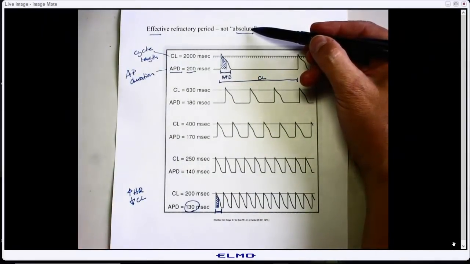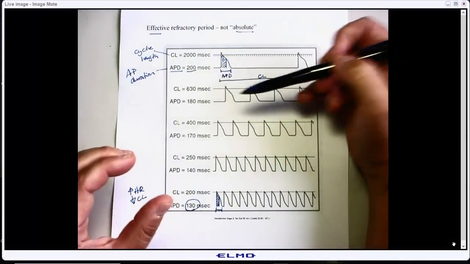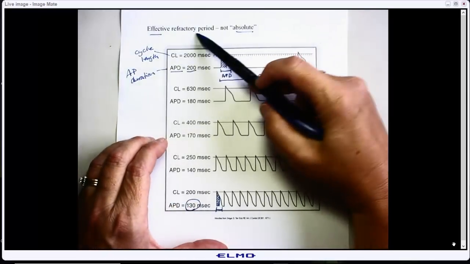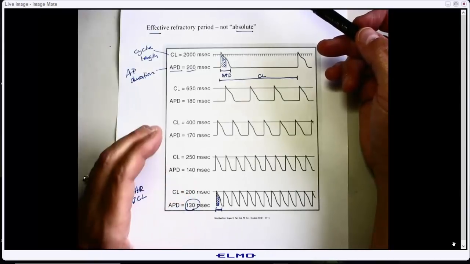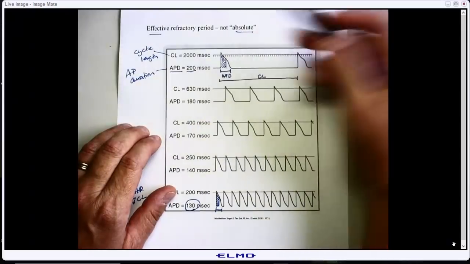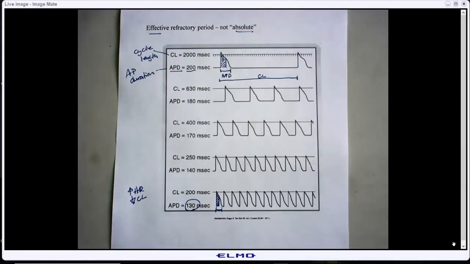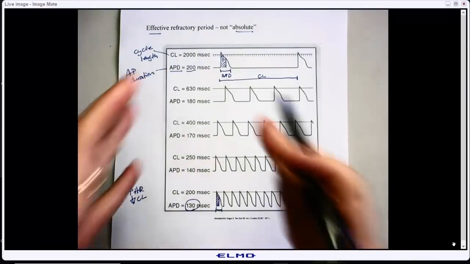In skeletal muscle and nerve action potentials, it is an absolute period of time and it doesn't shorten or lengthen. Here, because the action potential duration is shortening and lengthening, the time that it is in its refractory period is shortening and lengthening. So instead of being an absolute period of time, it's just an effective period of time. So that's why they call it an effective refractory period versus absolute.